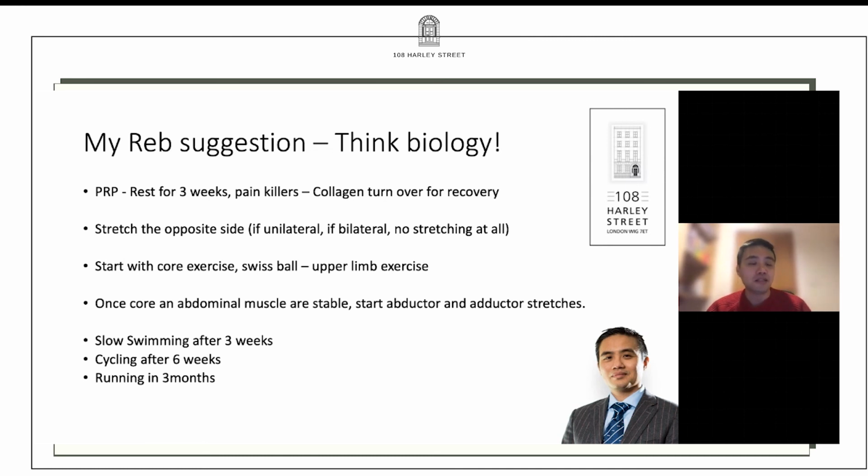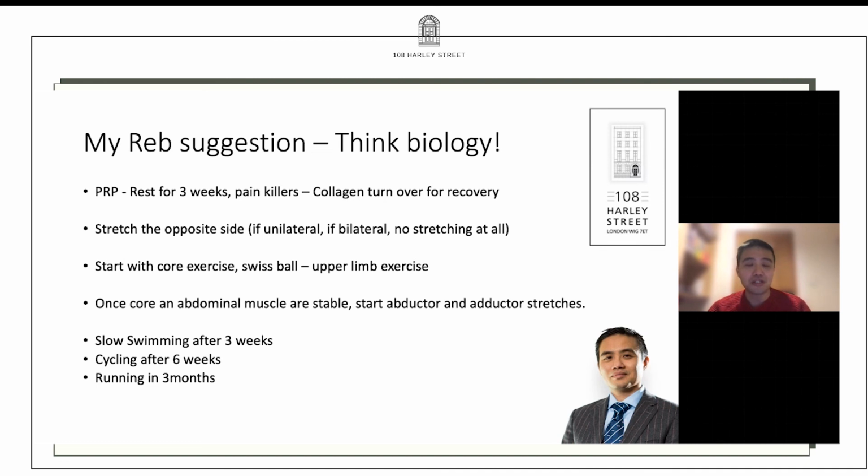Then we start slow, starting from swimming if it's possible, and we don't introduce cycling until 6 weeks' time. The reason for 6 weeks, besides it being an orthopedic unit, is that I want 2 cycles of collagen turnover before we really think about stressing that again. And running, I think, is all guided by symptoms. If the symptoms allow and everything is going well, then we can return to running in 3 months' time.